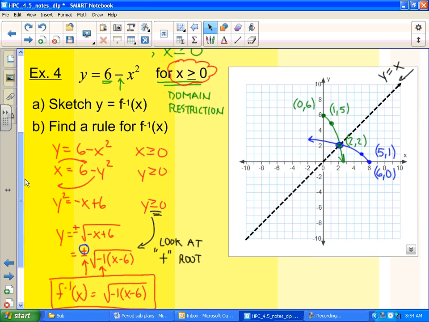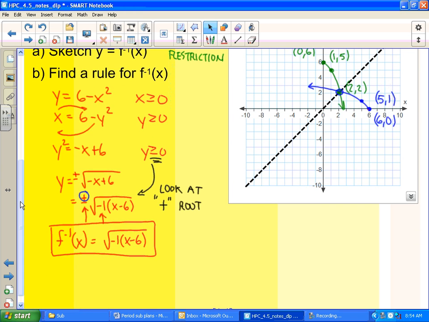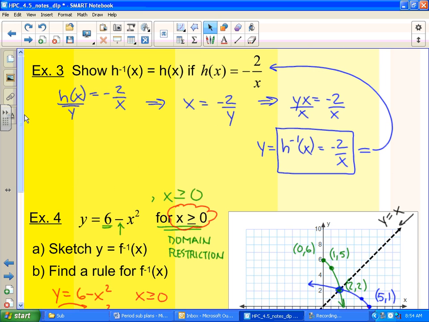So we can see how that domain restriction comes into play when we write our rule. We have to consider it to look at which piece, in this case, of my radical function I need to use. All right. That's all she wrote. Keep going on that.